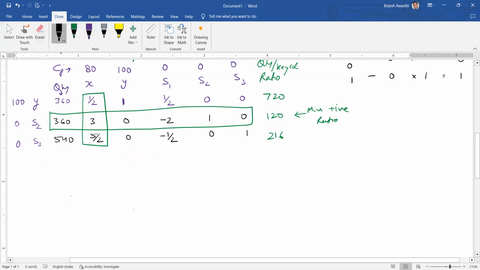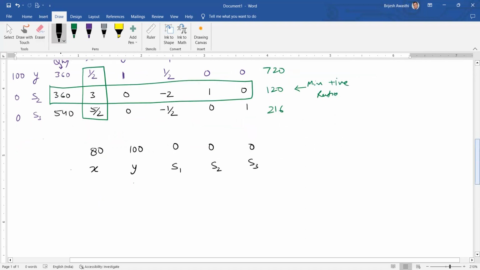Okay. What are the variables? We have variables like x, y, s1, s2, s3. What are the coefficients? That is 80, 100, 0, 0, 0. Right? Yes. Now, what I told you, first of all, we are going to change the key row. So my second row is my key row, yes or no? So I'm going to divide the second row by the key number.